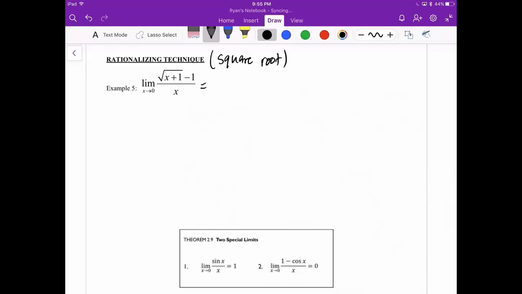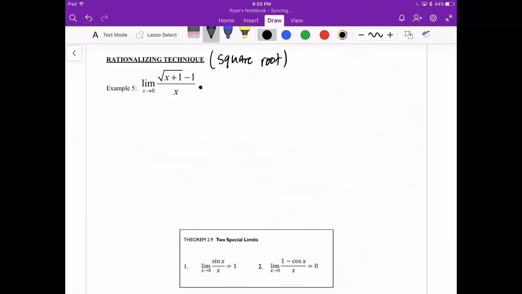Okay, so again, the first thing we always want to try is to plug in 0 first. So if I plug in 0, that's going to say the square root of 0 plus 1, which is 1, minus 1 divided by 0, which again is going to give me this indeterminate form 0 over 0. Okay, so what that tells me is that I'm going to want to do some algebra to try to figure out the answer here. And the technique we're going to use here is the rationalizing technique because we see the square root. Okay, so I'm going to actually erase this so that I can multiply by that conjugate up here.